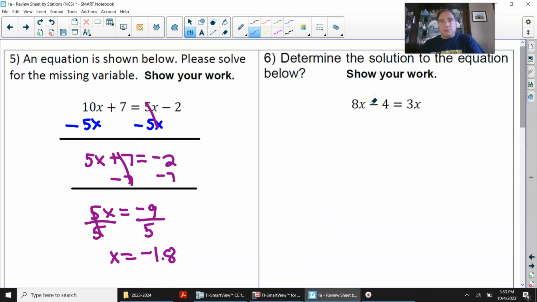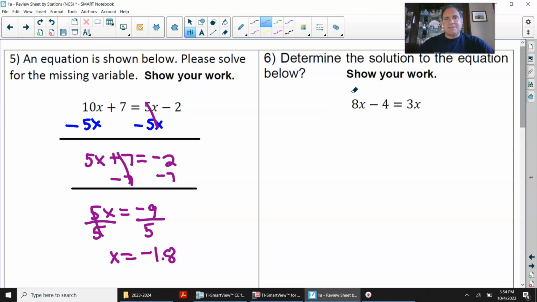Number 6, determine the solution to the equation below. You see x's on both sides. People are doing this: plus 4, plus 4. Look, that doesn't get your x's together, right? So if your x's are not together, you're not solving this. So adding 4 on both sides is not going to help. So we're going to get rid of that, and then we're going to say, okay, I have to bring the x's together. Usually you bring the smaller over to the larger.